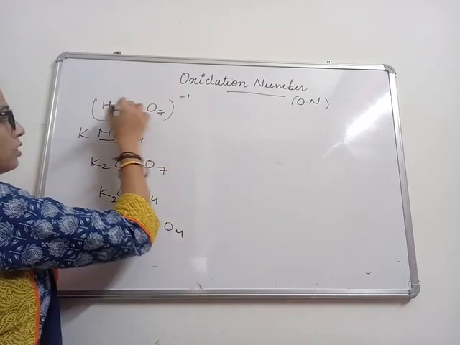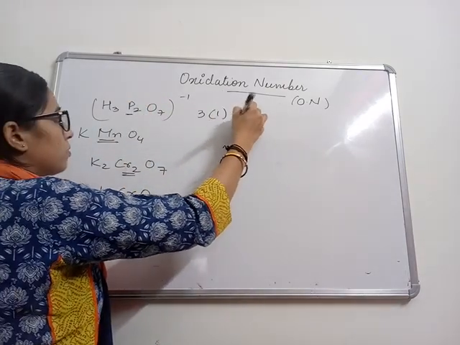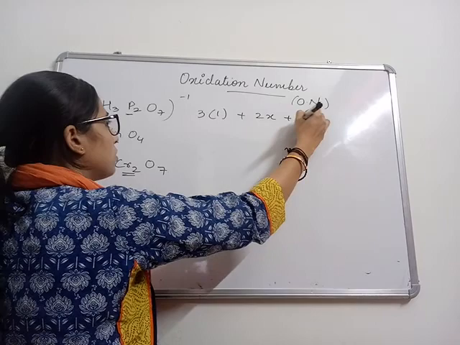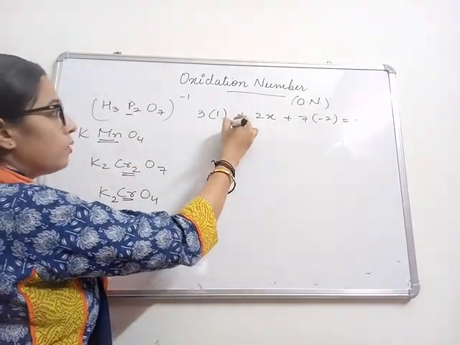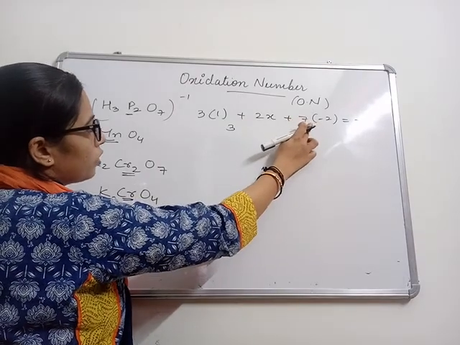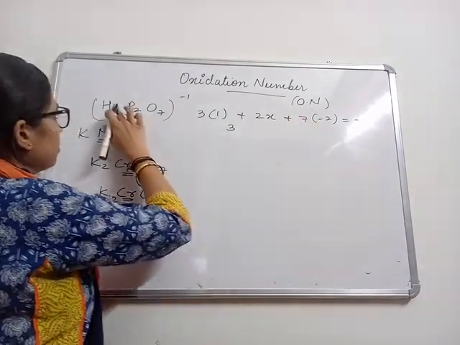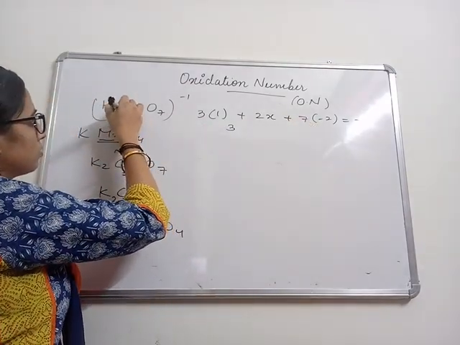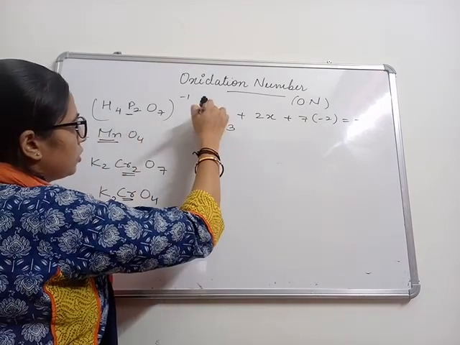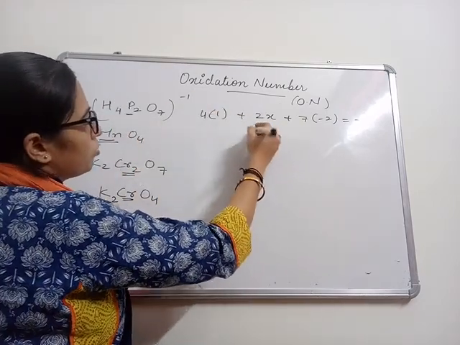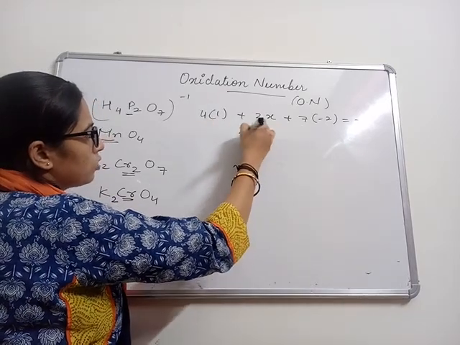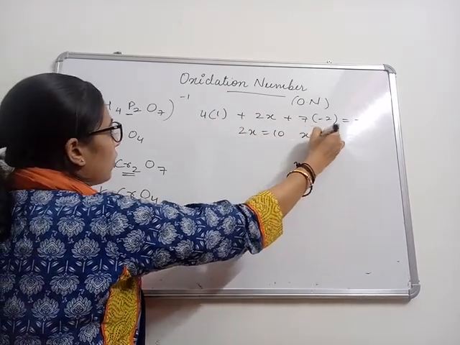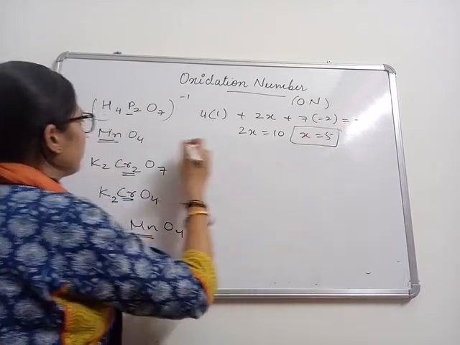Now how to find? 3 hydrogen, 2 phosphorus, don't know, 7 oxygen, and the sum is -1. So what will we get? -14. It's H4P2O7. So it would be -14 and 4, 10. So 2x is equal to 10, or x is equal to 5.